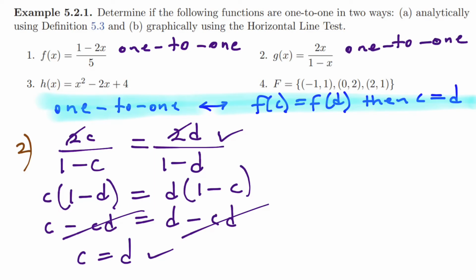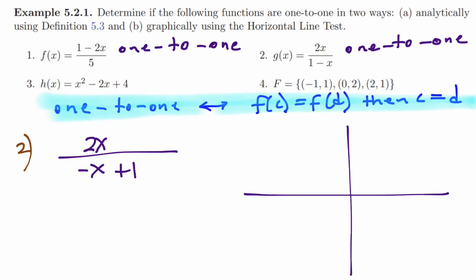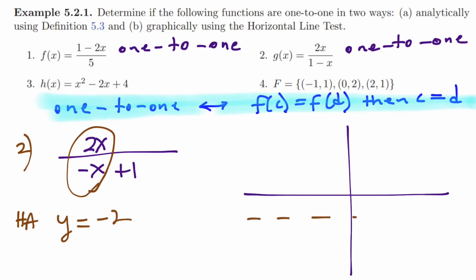Now we want to show graphically that it passes a horizontal line test. So I'm rewriting it so I can find out what my horizontal and vertical asymptotes are. So remember, for the horizontal asymptote, you take the highest order terms. So my horizontal asymptote is going to be y is equal to 2 over negative 1, which is negative 2. Then I look at my denominator, and I'm going to say my vertical asymptote is x is equal to 1.